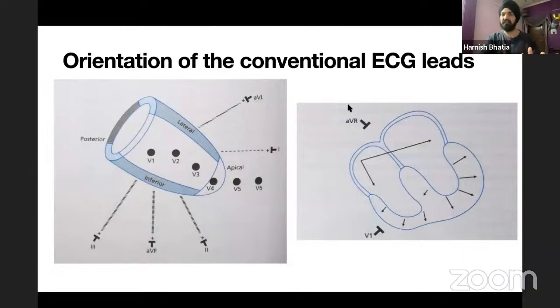If you talk about the orientation of the conventional ECG leads with respect to the left ventricle, leads 2, 3 and AVF form the inferior leads. That is why any ST segment elevation here is termed an inferior wall myocardial infarction. Lead 1 and AVL form the high lateral leads. V1 to V6 are just the precordial leads, out of which V5, V6 form the lateral leads, V3, V4 form the anterior leads, and V1, V2 make the septal leads because they're towards the interventricular septum. Talking about AVR and V1, they get impulses from the cavity of the heart.